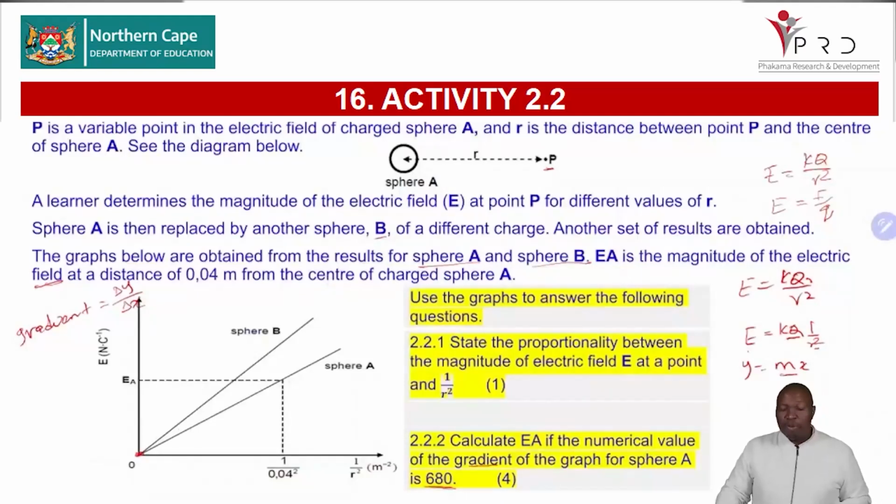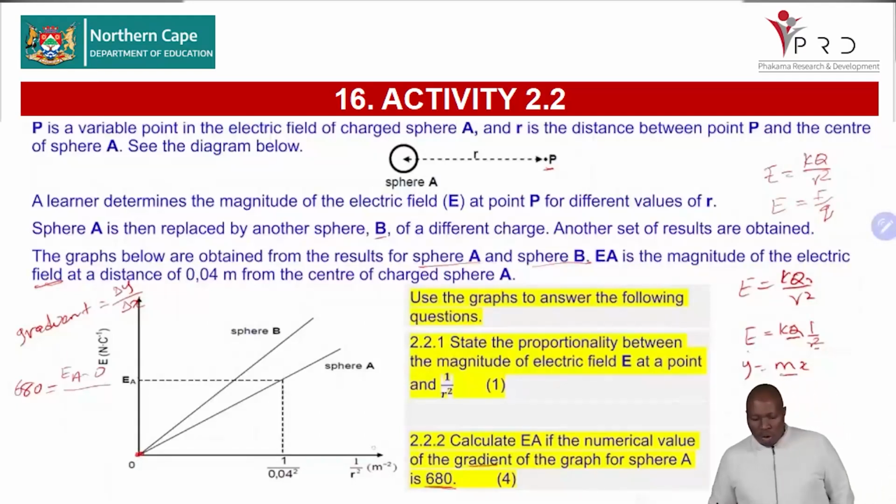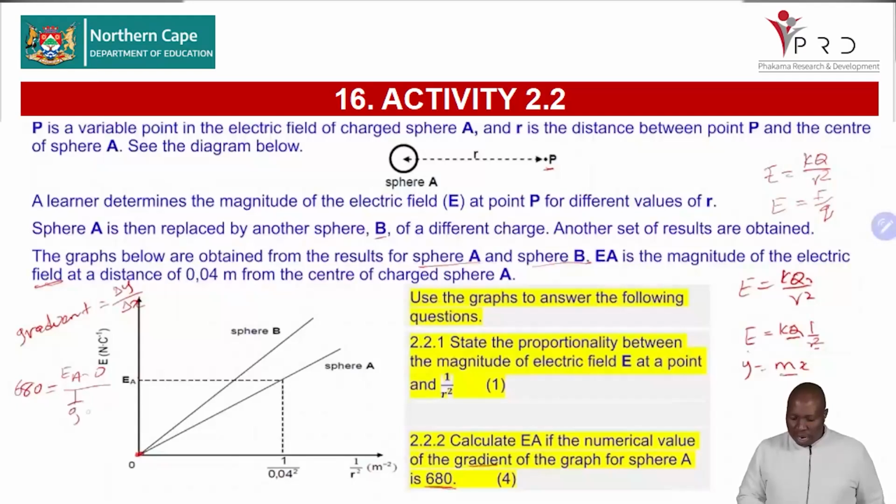Welcome back. I hope you enjoyed your calculation. That includes the calculation of EA using the gradient there. Now, for your change in y, you will have said, okay, your gradient is 680, as you are given. On the y-axis you have EA, which is the final EA minus the initial, that was 0, divided by, on your x-axis, 1 over 0,04 squared. So you are able to just substitute minus 0 as well, so it doesn't make a difference.